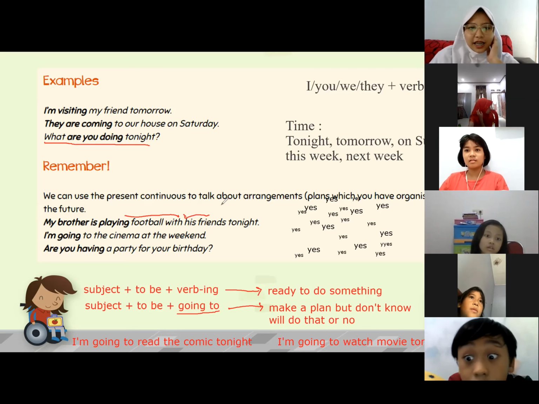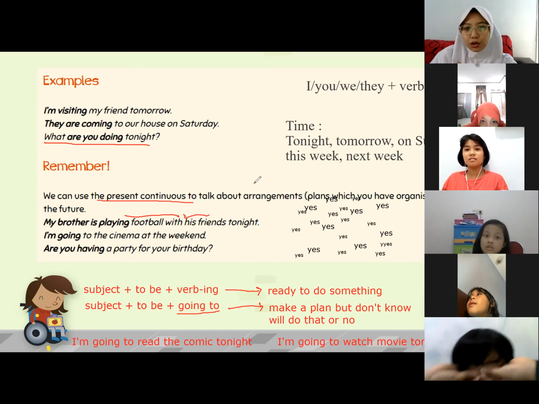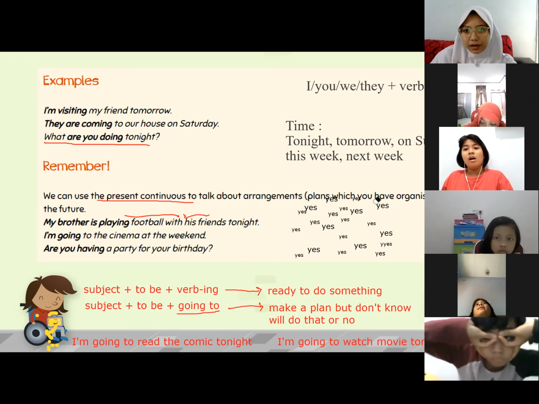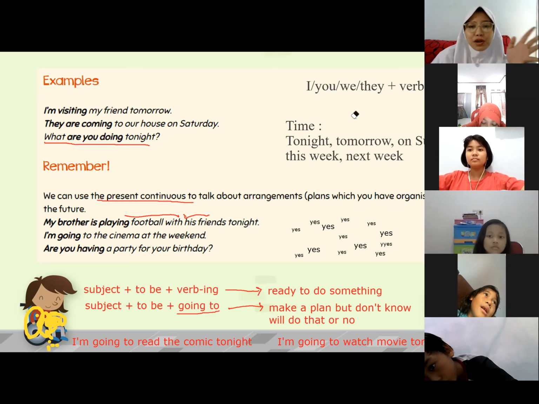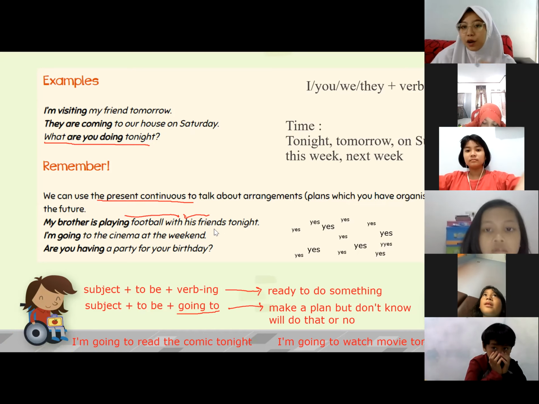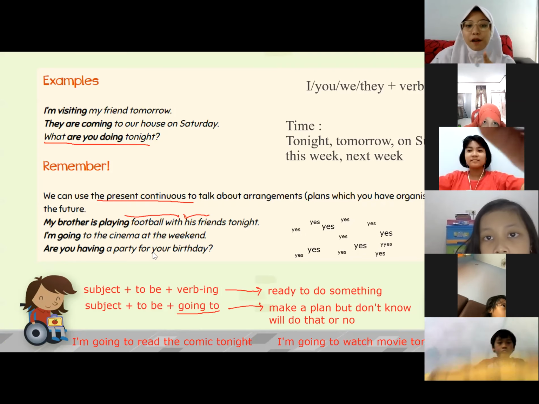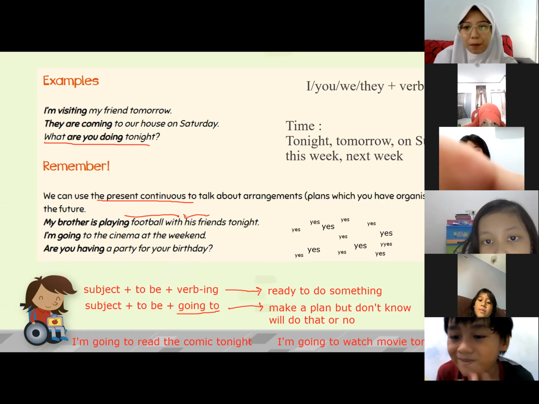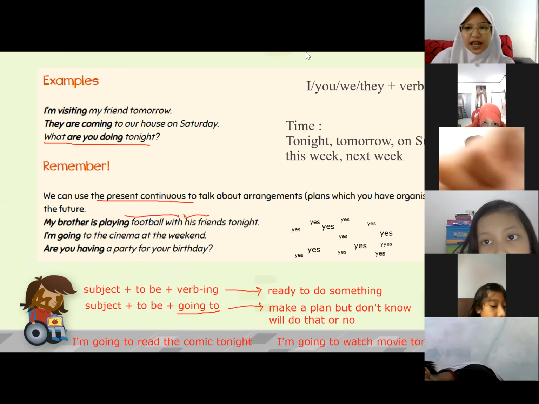So next, this is as a reminder, guys. We can use the present continuous to talk about arrangements, plans which you have organized. You already make a plan for your future. You can also say like this, my brother is playing football with his friends. When? Tonight. Or you can ask your friends, are you having a party for your birthday? That is the example, guys. You can answer yes.